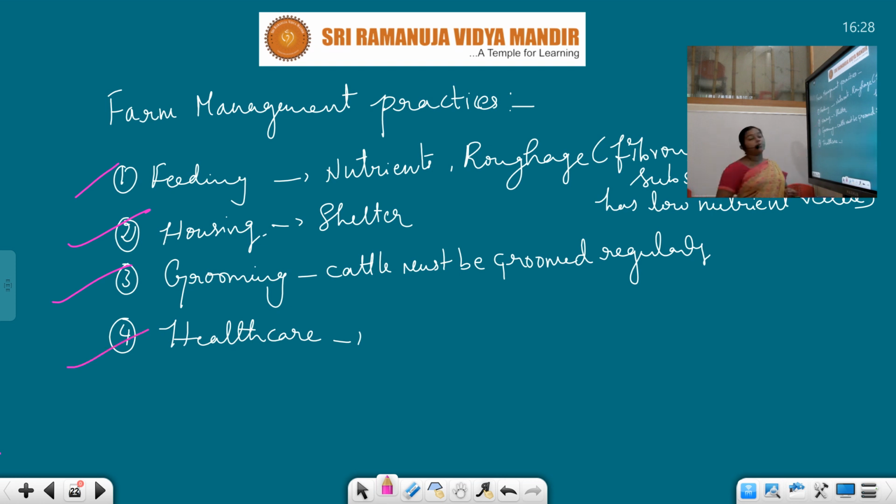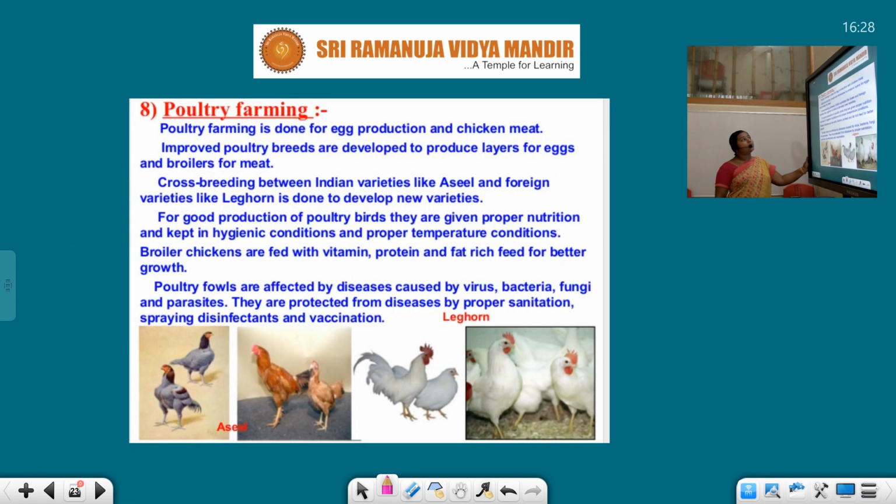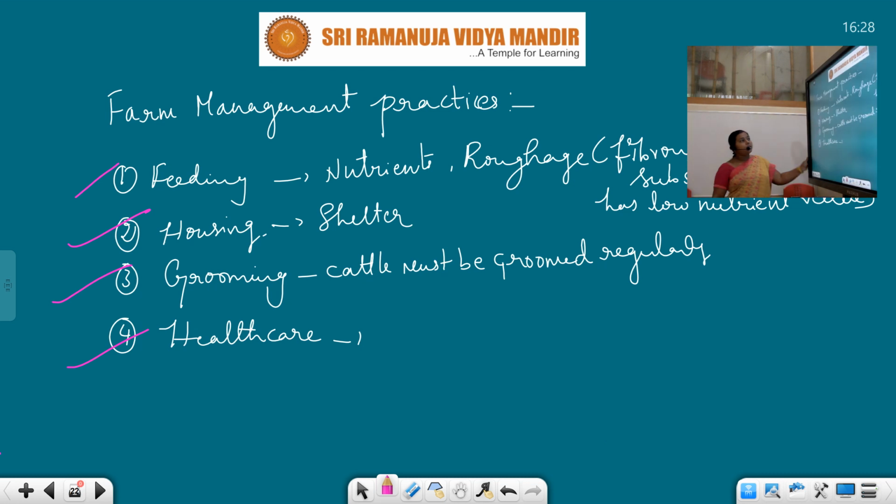And next, health care, very important, students. There's always a chance of viral infections, bacterial infections, fungal infections also. So we have to take so much care regarding the health care of our cattle. From time to time we need to vaccinate the cattle to avoid a lot of problems. So students, in today's class I have explained about cattle farming.